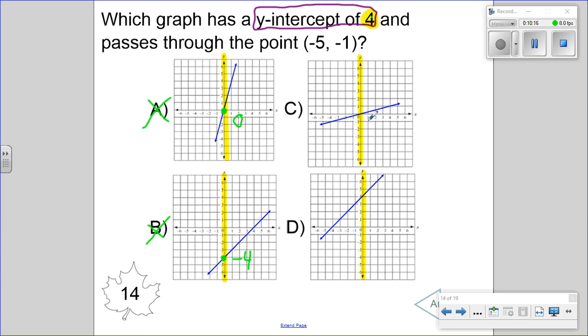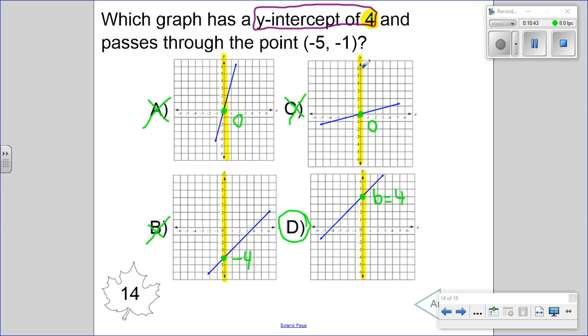C shows the y-axis and the blue line meeting again at 0. So this has a y-intercept of 0. C is not a good choice. D shows the blue line and the y-axis crossing at 4. So D has a y-intercept of 4. D has to be the correct answer since it's the only one with the correct y-intercept.